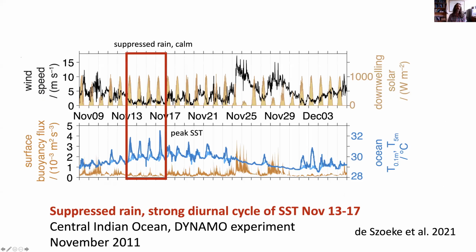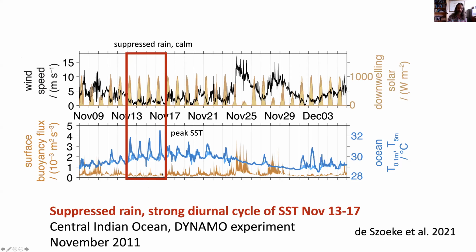And here's another. We have some concurrent observations, but I'm not presenting concurrent observations. Here is an example of observations of the sea surface temperature and the 5 meter temperature from a ship in the lower panel. And in the top panel is the solar radiation. On these days, the temperature warmed by an average of 1.5 degrees each day.